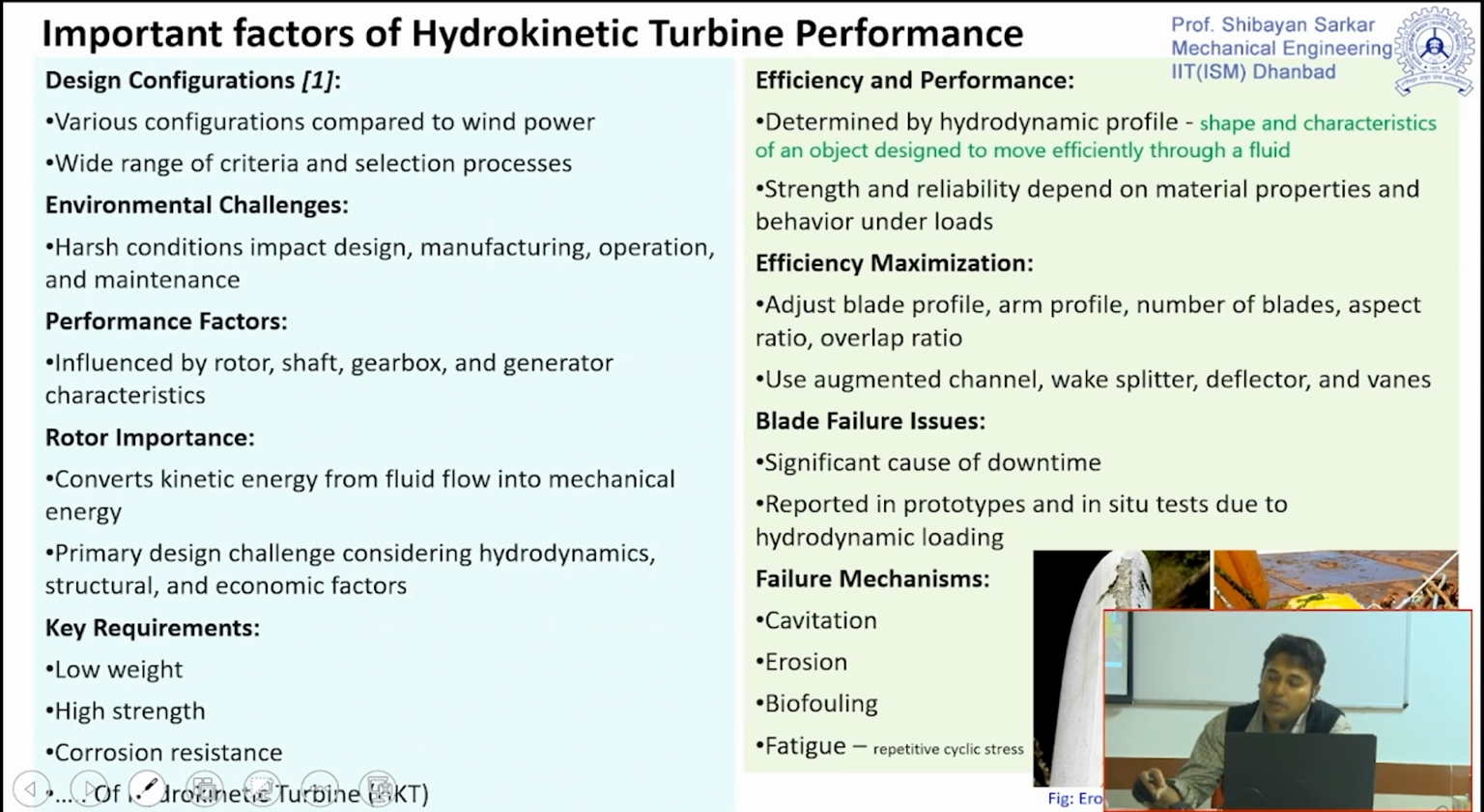Whenever you use this particular turbine in a flow domain, it will keep on rotating. When it keeps rotating, a blade, after a full circle, comes back to the previous position. So there is a repetitive action, and repetitive cyclic stress will be applied on this part. So it will be prone to fatigue failure. You have to select a material where the possibility of fatigue failure is less.